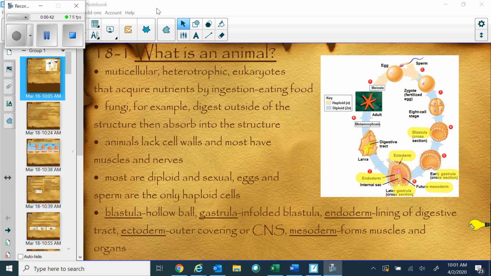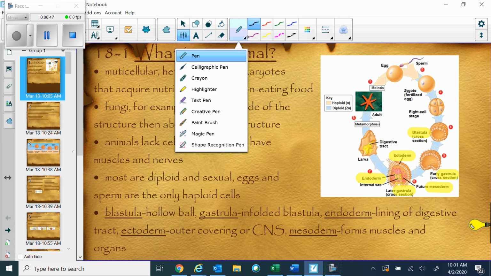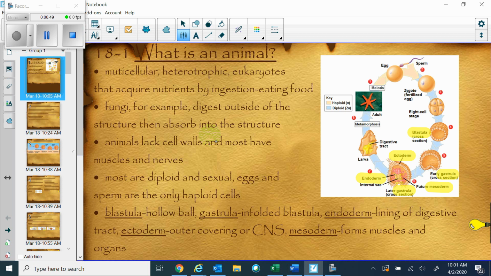Heterotrophic, they consume their calories from their environment. And eukaryotic cells. I think that goes without saying. This is important though. Ingestion is the means of nutrient acquisition. So even though they're heterotrophic, meaning they have to get their food from the environment, they don't manufacture it, fungi are also heterotrophic, but the distinction comes from the digestion being outside of the structure, then absorption inside, whereas ingestion in animals is the mode of nutrient acquisition.